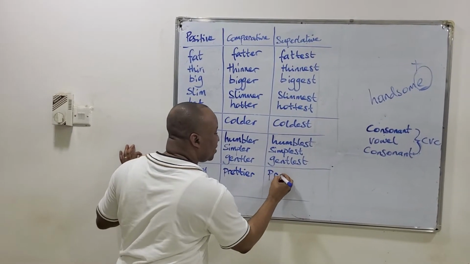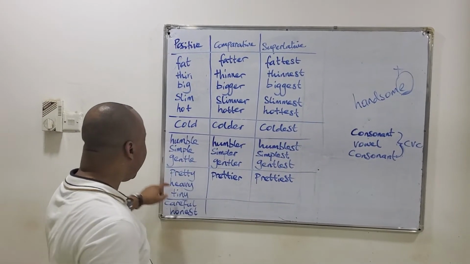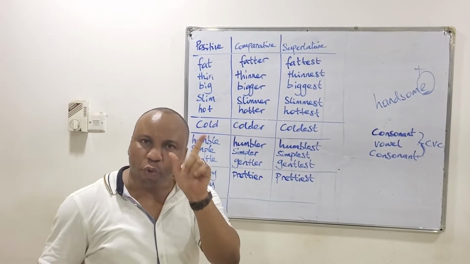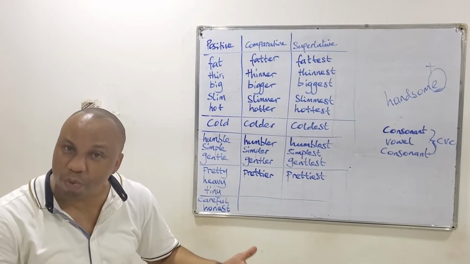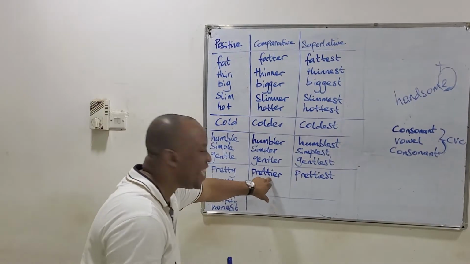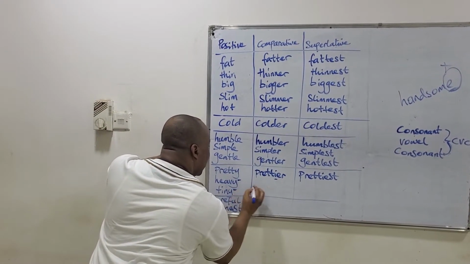Superlative, prettiest. Heavy, the same thing. Heavy has two syllables, and the last letter is Y. So what do we do? We change the Y to I. We have heavier.